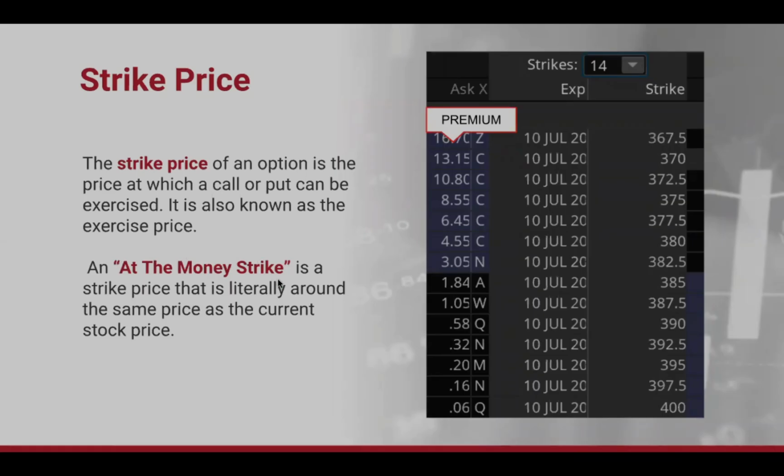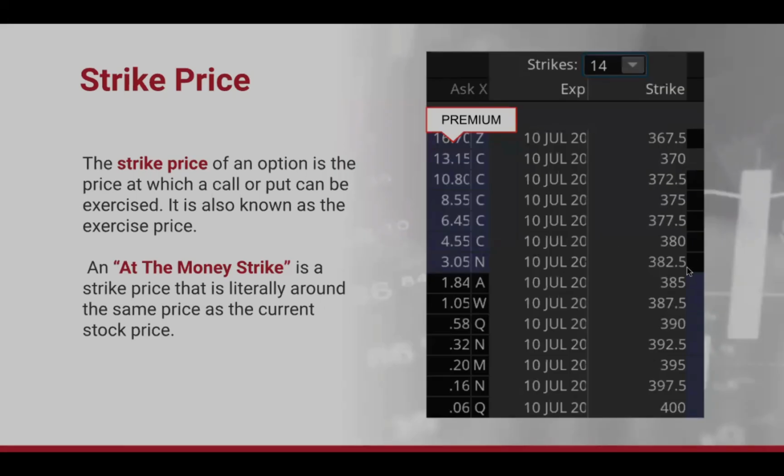At the money strike is literally around the same price as the stock price. So I don't even have to look at the stock price right now. We're looking at Apple, but I don't even have to look at Apple right now to know that its price right now is in between $382 and $385. It's roughly about $383 a share at this moment. How do I know that? Because when you pull up your option chain, you're going to see different colors, purple and black, on the Thinkorswim platform. That purple and black, where they meet is the at the money strike. At the money strike means this is the strike price that the stock is actually at this moment.